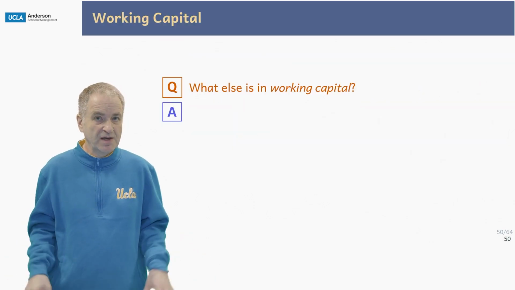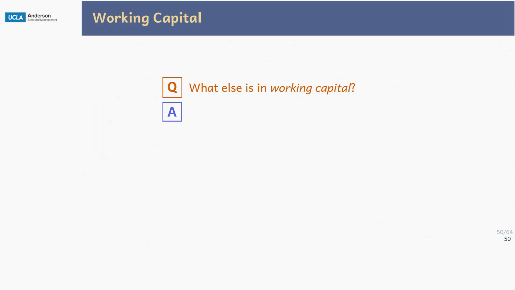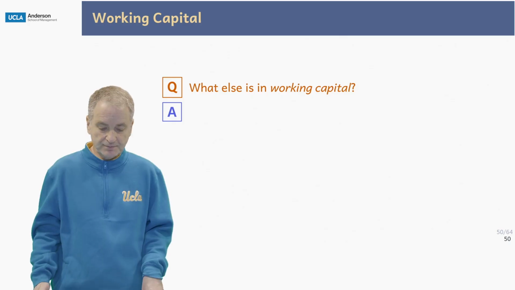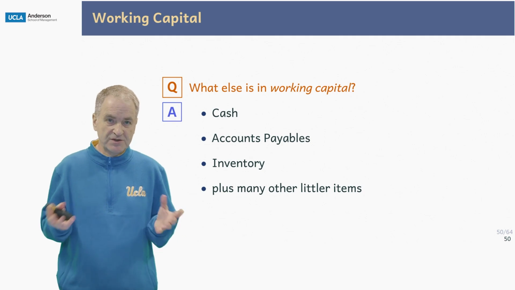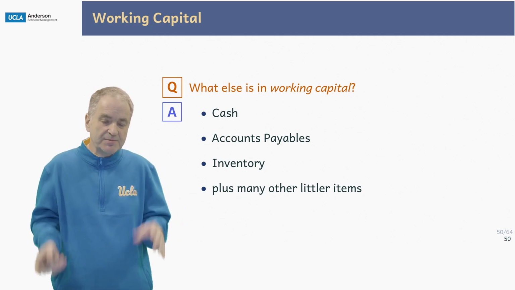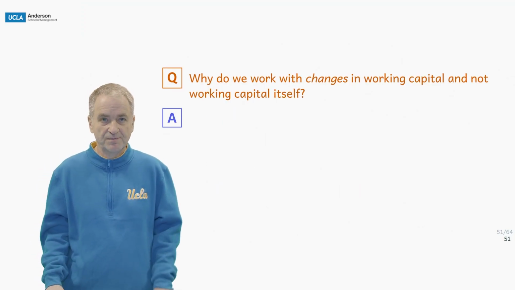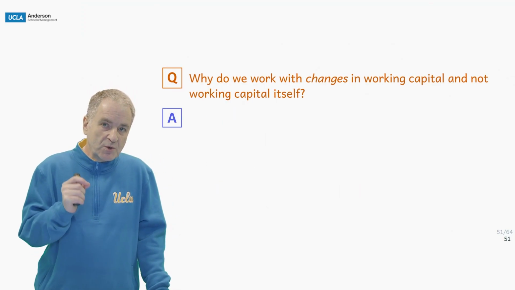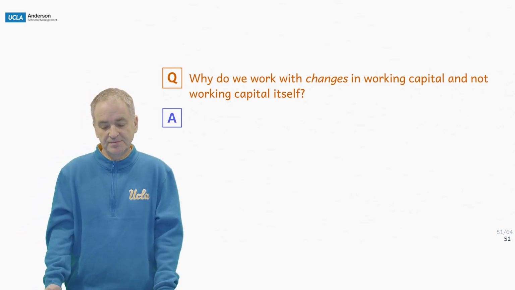What else is in working capital? Please pause this video now, answer the question on a piece of paper, and then continue. Well, there are such things as cash management, accounts payables, inventories, plus many other little items, and that depends on the kind of firms that we're dealing with. It's not all the same for every firm. Why do we work with changes in working capital and not working capital itself?